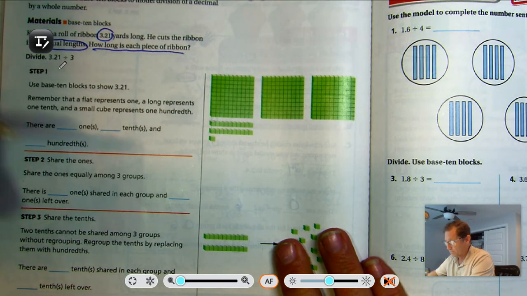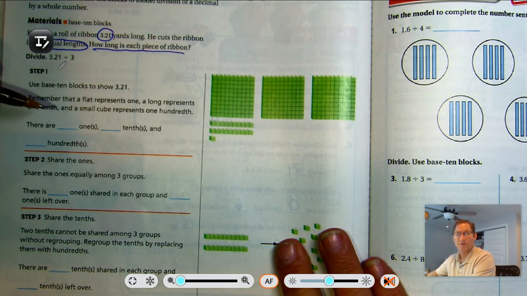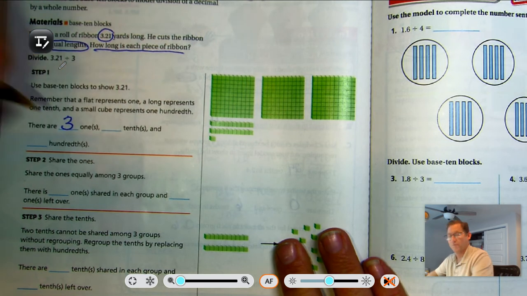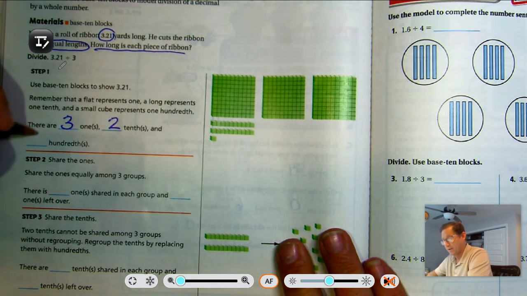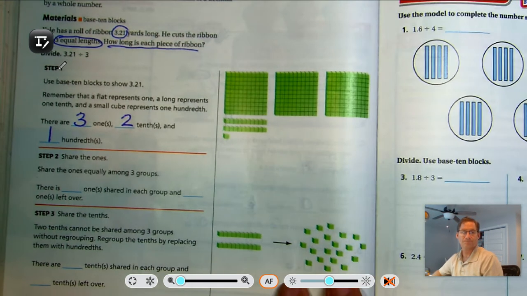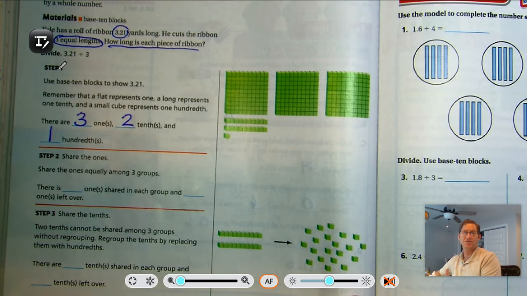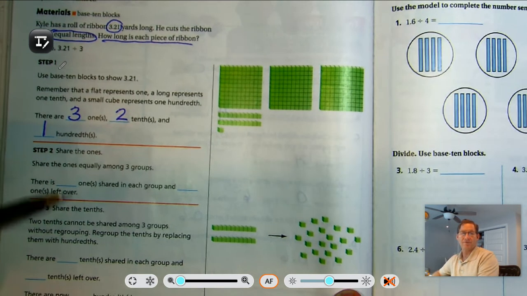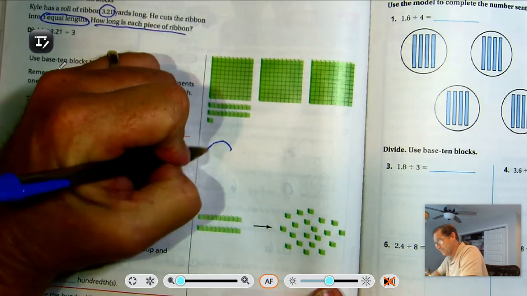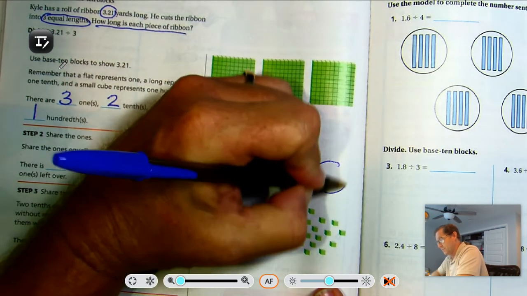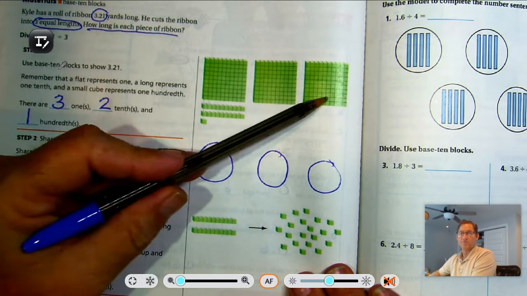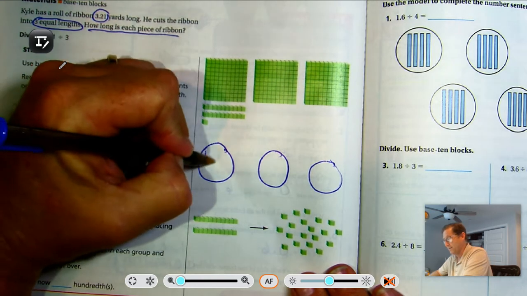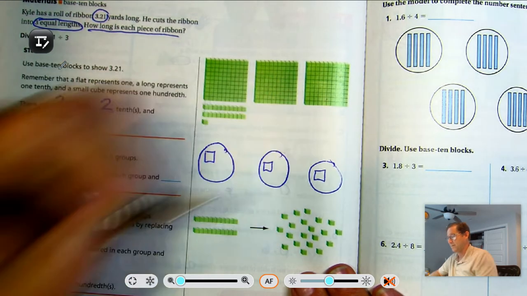So remember that a flat represents 1, a long represents a tenth, and a small cube represents 1/100. So how many ones are there? There's 3 ones, 2 tenths, and 1/100. Okay, so now step 2, we need to share the ones. So we have 3 equal groups, 1, 2, 3. All right, well, could I share the 3 ones equally? Sure I can, right? I could put 1 in each group.